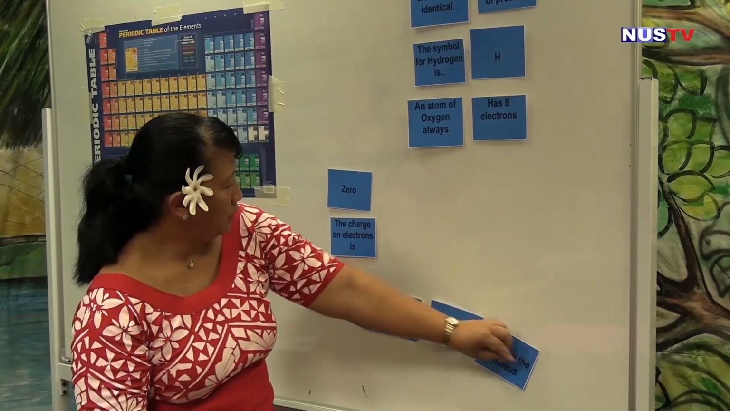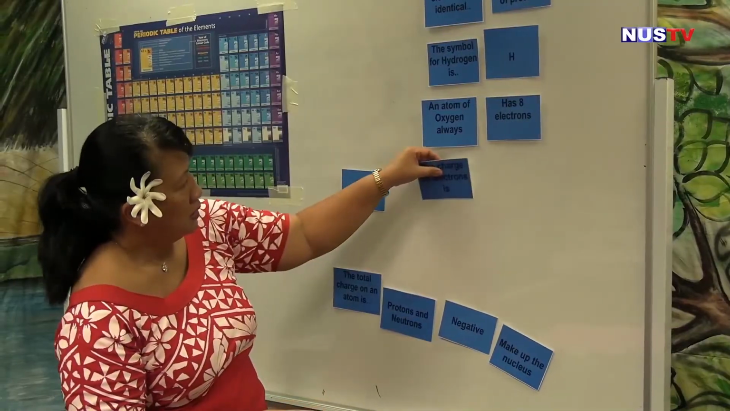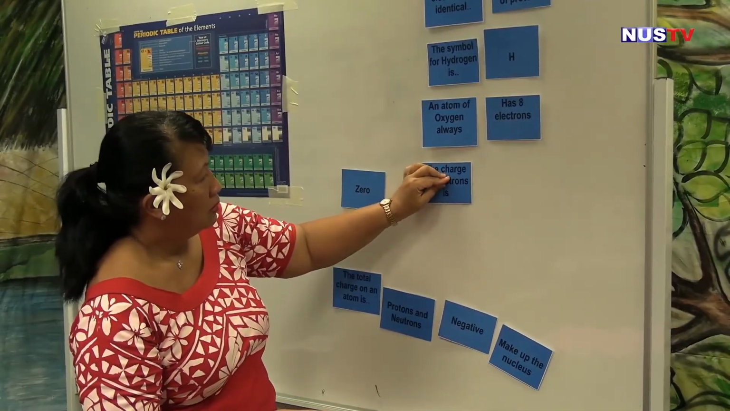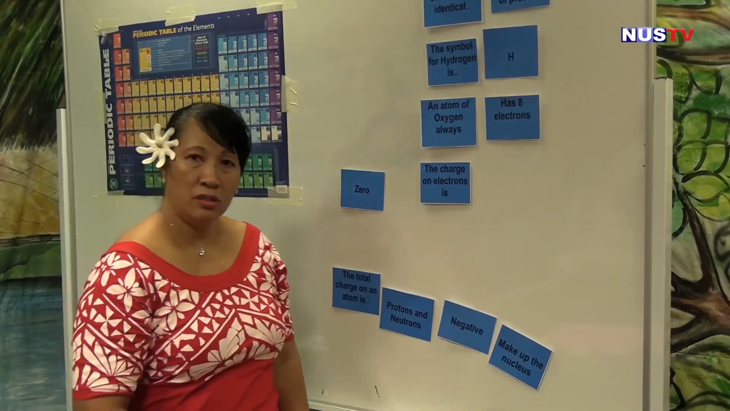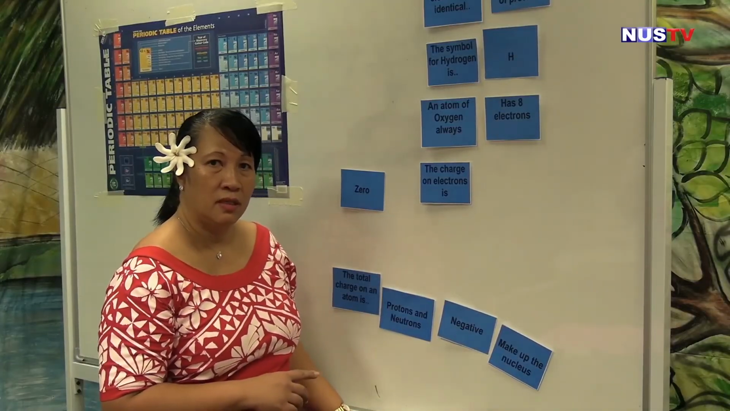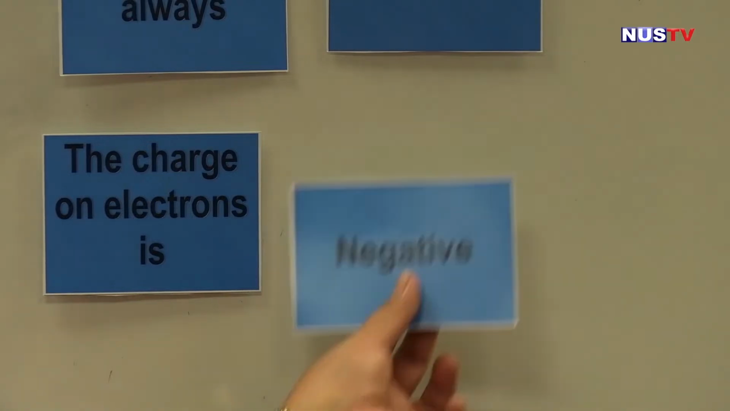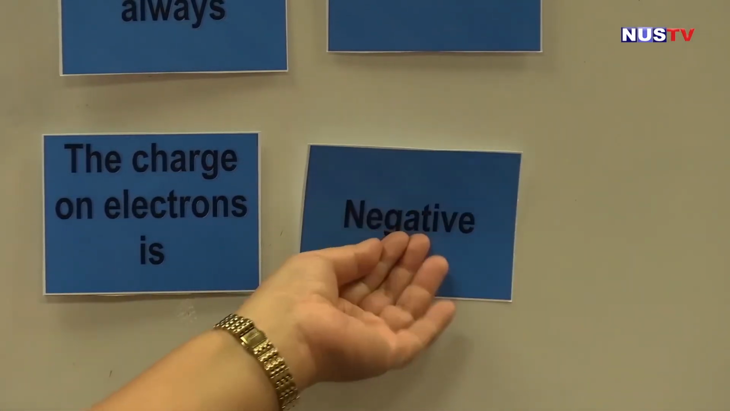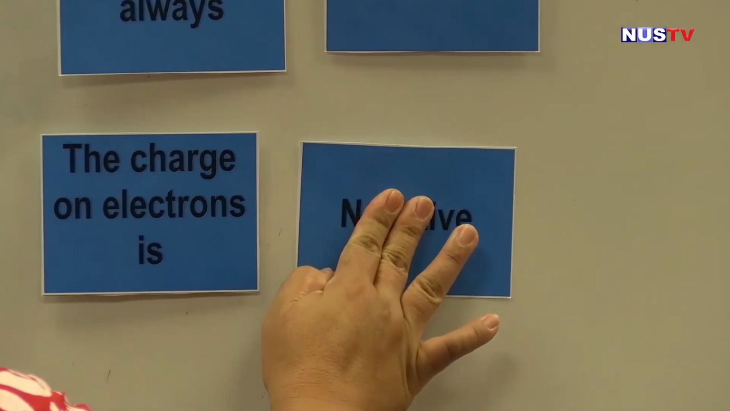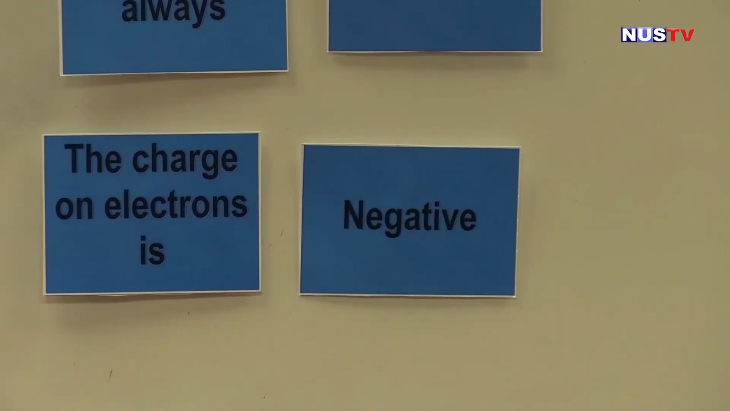Now, let's have a look at this one. Let's put this card here. First card, the charge on the electrons is, what should be the second card? Negative. Very good. Charge on the electrons is always negative.